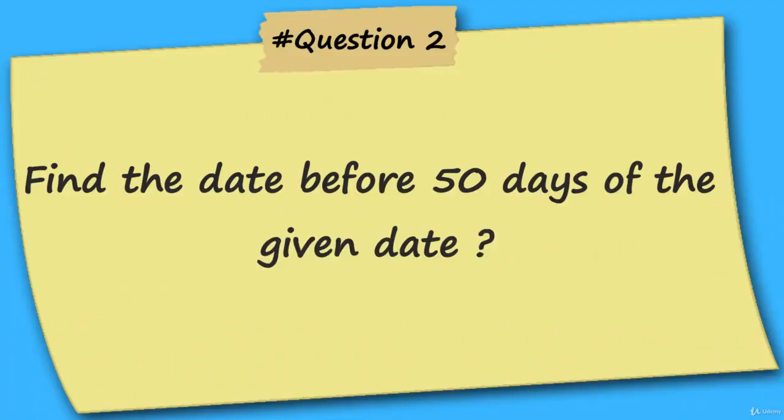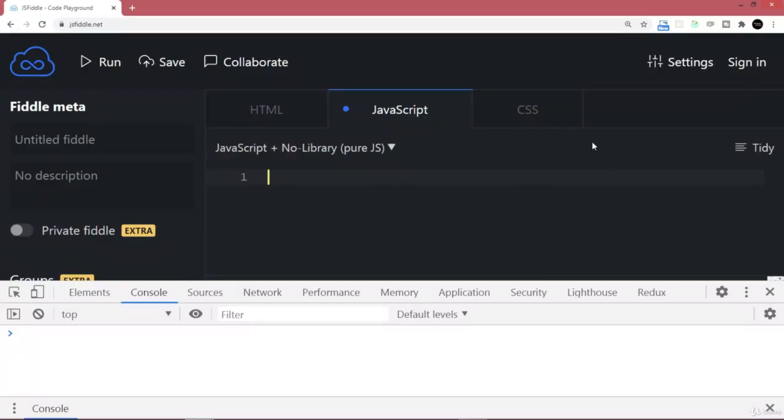The second question is find the date before 50 days of a given date. Now this question is that you need to know what was the date before a given number of days, right? That's again very simple. I'll declare one date variable. I'll say let dt is equal to new Date. Then I'll say dt.setDate. I'm changing the date. Now what am I doing here is I'm changing the day, that is dt.getDate.